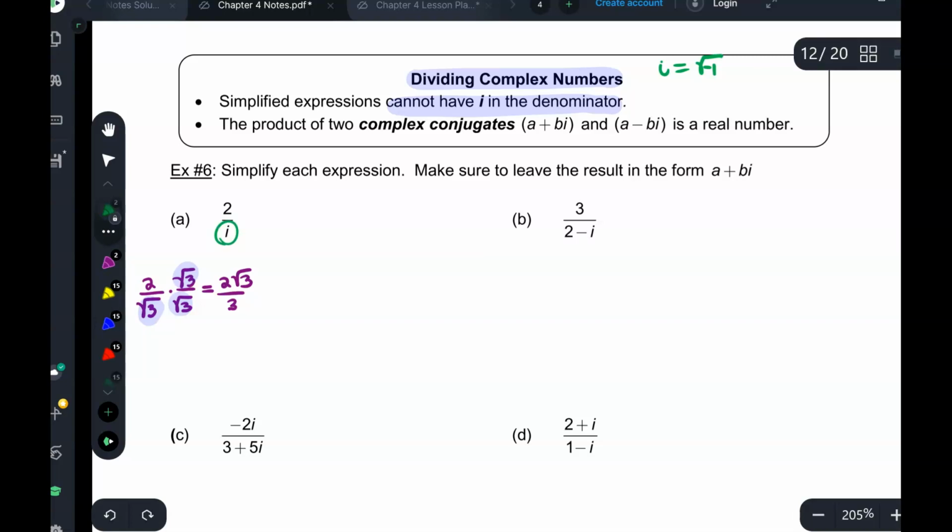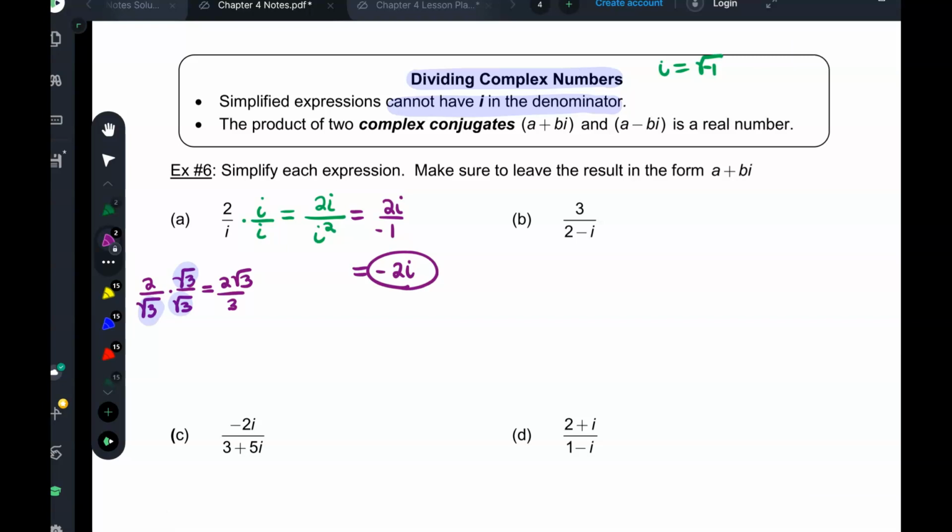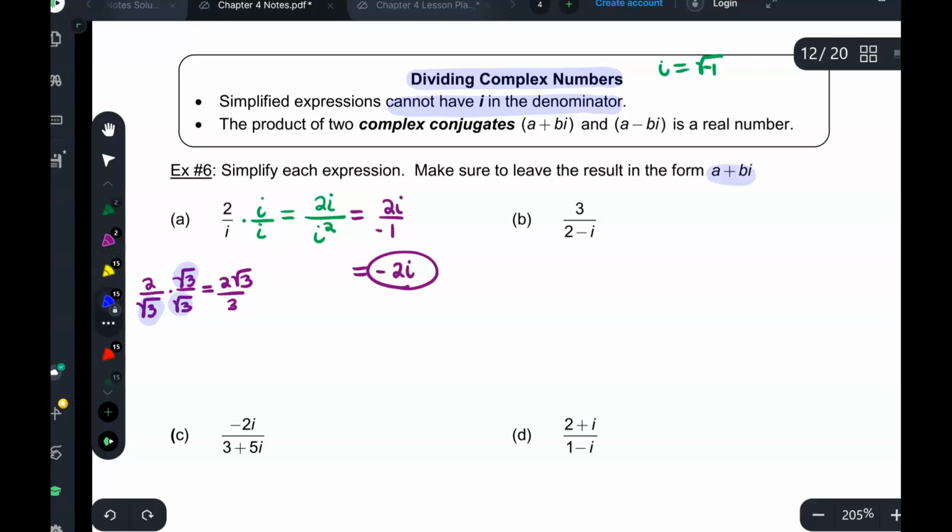We're going to do the same thing here. So if I have i in the denominator, I'm going to multiply the top and the bottom by i. So that's going to give me 2i over i squared. But what's i squared equal to? i squared is equal to -1. So my final answer is just going to be -2i. So just divide 2i by -1 to make that -2i. I have here, make sure to leave the result in the form a plus bi. I didn't have a real part, so this was just a pure imaginary number.